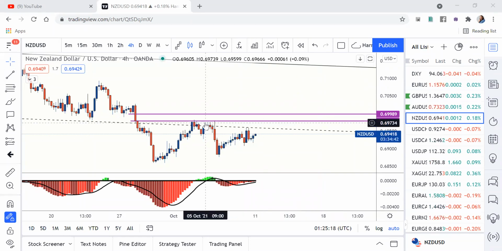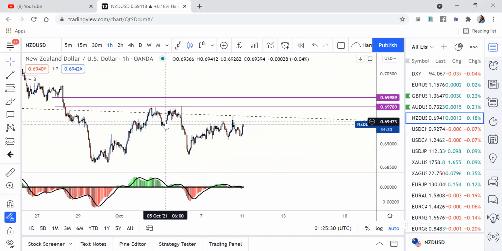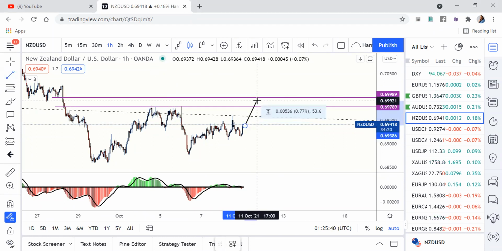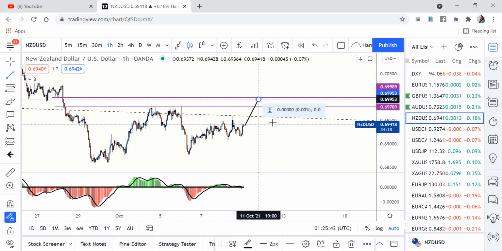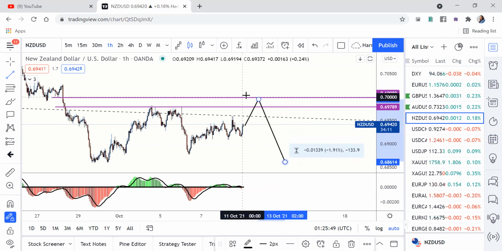Good. So in between those two wicks is your imbalance zone. So the NZDUSD price never came into the imbalance. So I am still looking for price to come up to here before I get that drop. I want to see price coming into my area of imbalance.